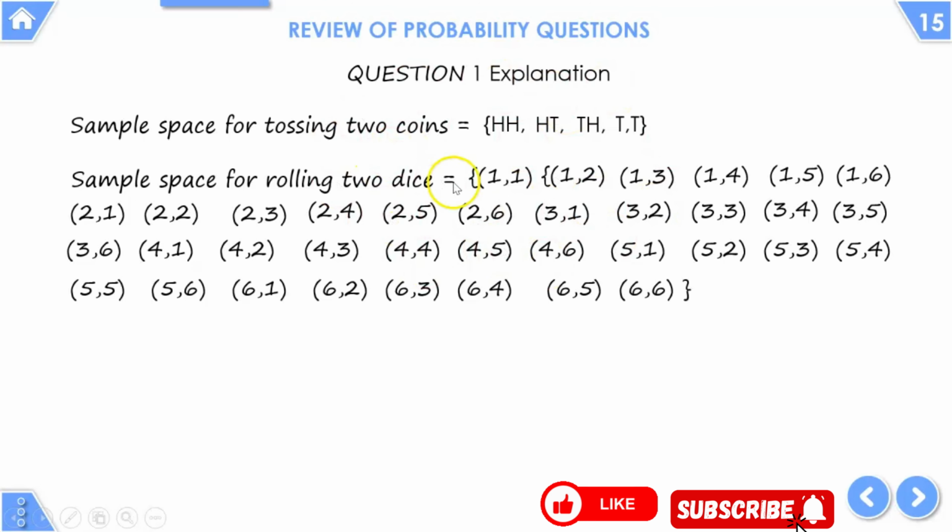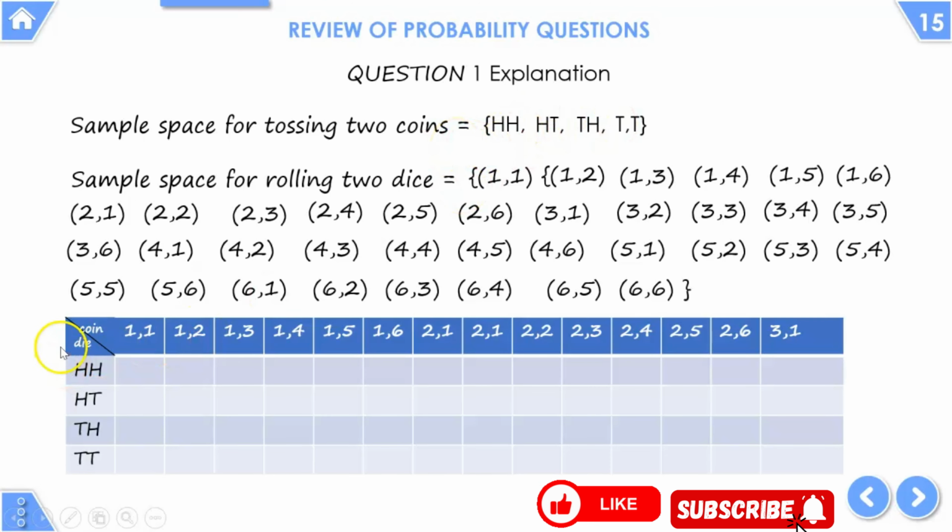So we did the whole thing simultaneously, but I'm talking about the final outcomes for rolling 2 dice and the final outcomes for tossing 2 coins. Now let's combine the 2 of them. We try to draw a table for that, and you can see we have head-head, head-tail, tail-head, tail-tail, combined with all of these: 1,1, 1,2, 1,3, 1,4, 1,5 until we reach 6,6, but we couldn't write all of it here on the screen.